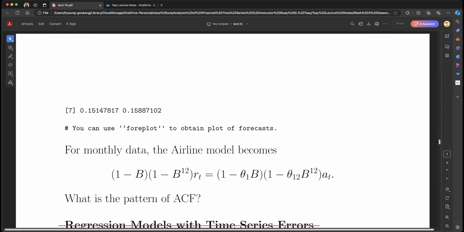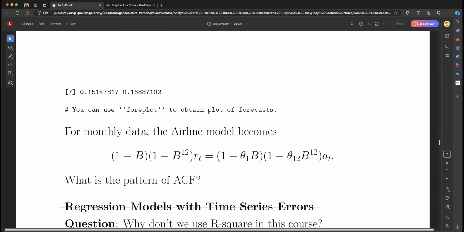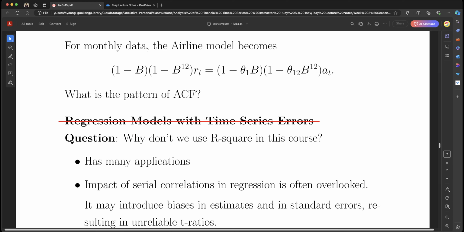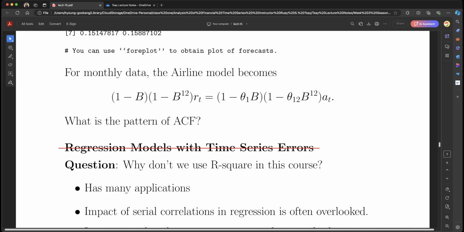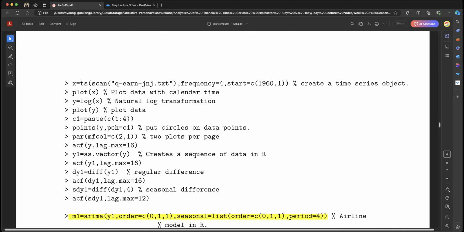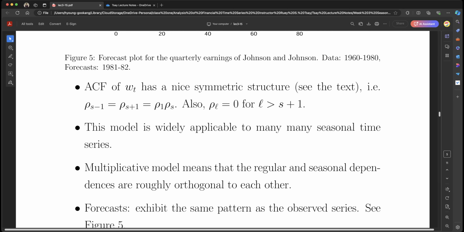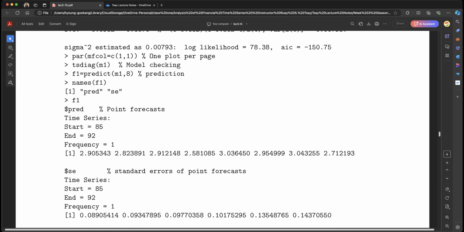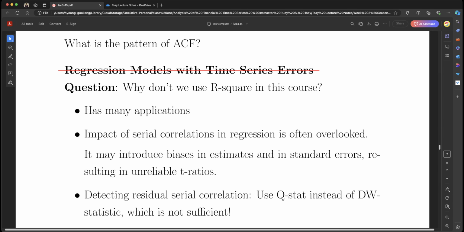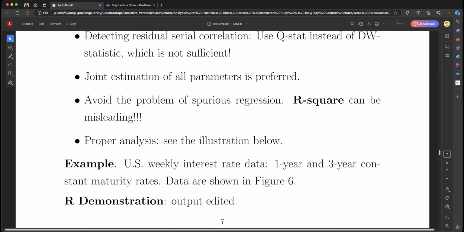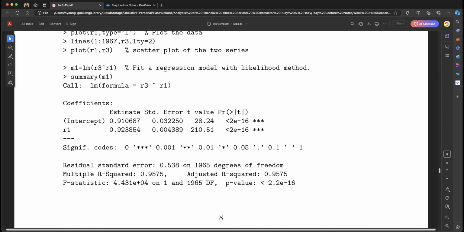Okay, so let's skip. For monthly data, the airline model now becomes (1 minus B)(1 minus B^12) r_t, which is (1 minus theta_1 B)(1 minus theta_12 B^12) a_t. For this one, the pattern of the autocorrelation function, we can do something similar to this one. You can easily check it. And then let's skip.